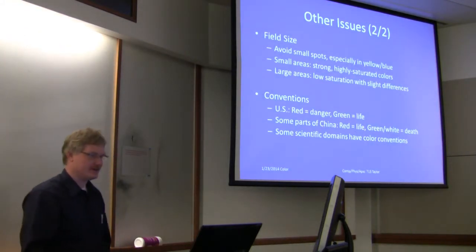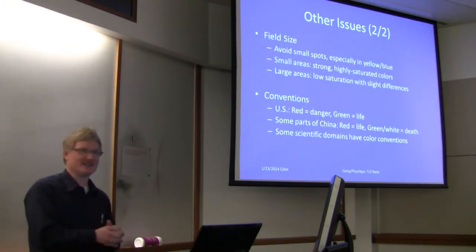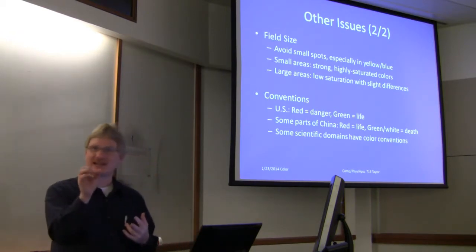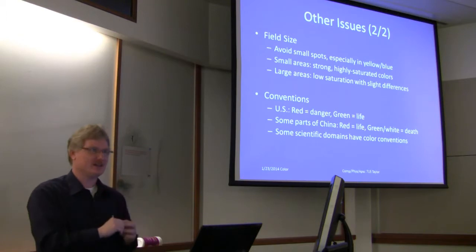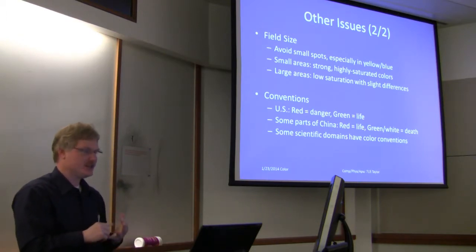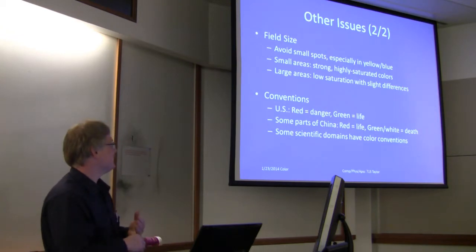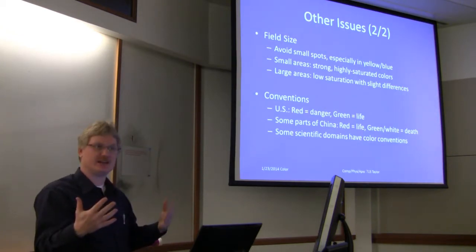Yep, all right. So other issues, field size. You want to avoid small spots, especially in the yellow-blue direction, because you can't see the color of a very small spot very clearly. For small areas, you want strong, highly saturated colors so you can understand what's going on there better. For large areas, you want low saturation with slight differences, right?